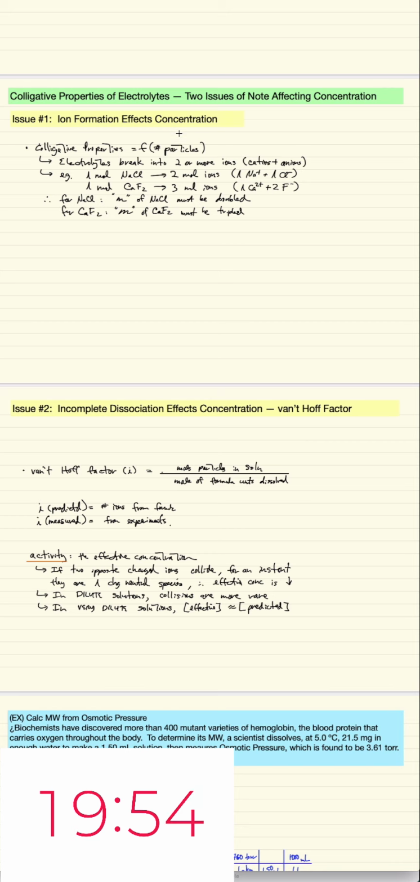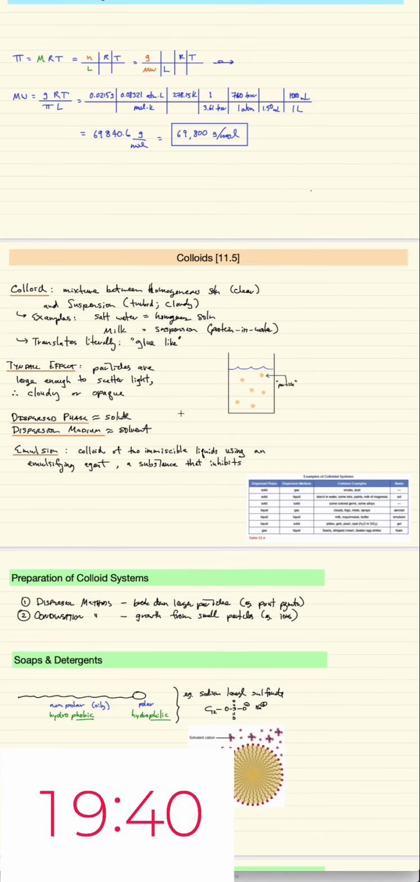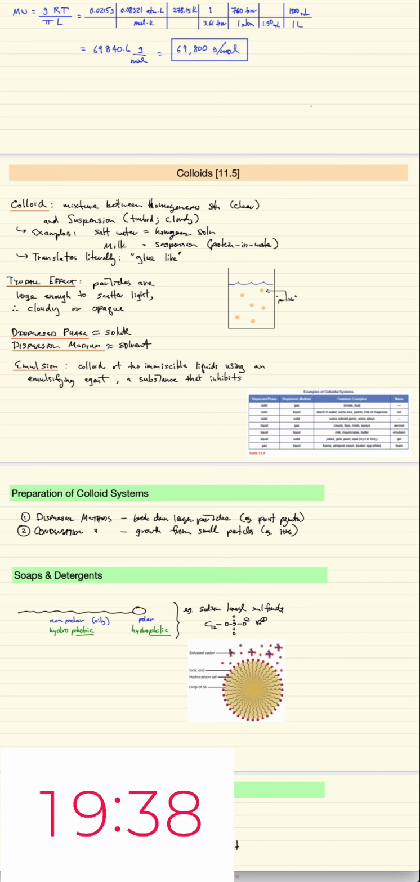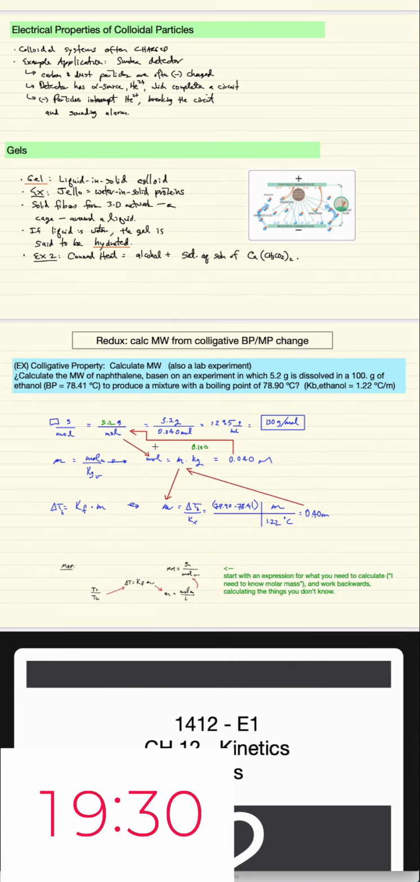Colligative properties of electrolytes. Sodium chloride is going to break into two pieces. That's twice as many ions, so you have to correct the concentration term there. That's what that's all about. Sample problem, colloids. Don't really worry much about the colloid section other than to understand what a colloid fundamentally is. Wouldn't look for a lot of questions on that.